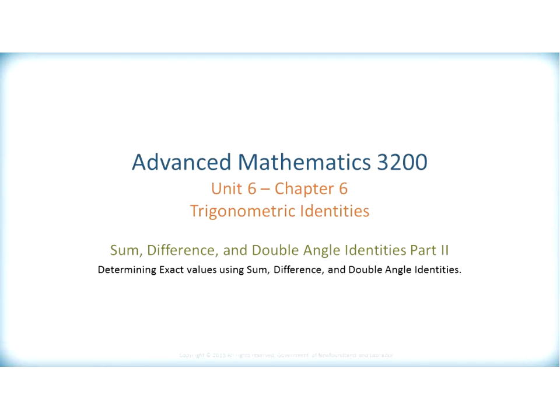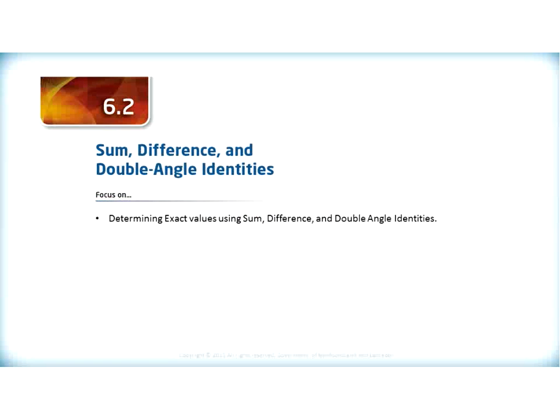Okay, in this lesson we're looking at Unit 6, Chapter 6. We're looking at trigonometric identities. We're going to continue with the sum, difference, and double angle identities. This is Part 2. And we're going to be determining the exact values using sum, difference, and double angle identities. So again, this is from Section 6.2 in your book. And the focus is going to be on determining exact values using sum, difference, and double angle identities.